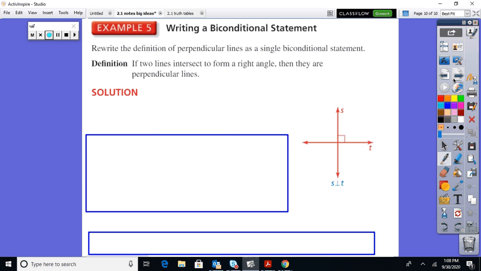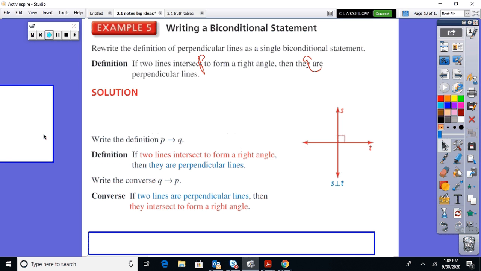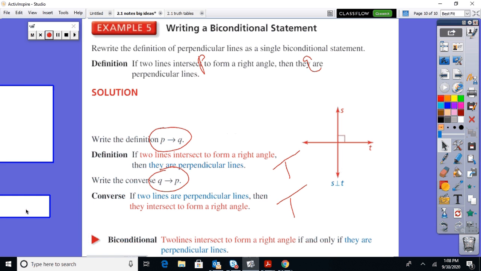Rewrite the definition of perpendicular lines as a single biconditional. If two lines intersect to form a right angle, then they are perpendicular lines. So there's your P and your Q. All right. So the definition, written as P to Q: if two lines intersect to form a right angle, then they are perpendicular. Flip it. So that was P to Q, flip it, Q to P. If two lines are perpendicular, then they intersect to form right angles. It's true.